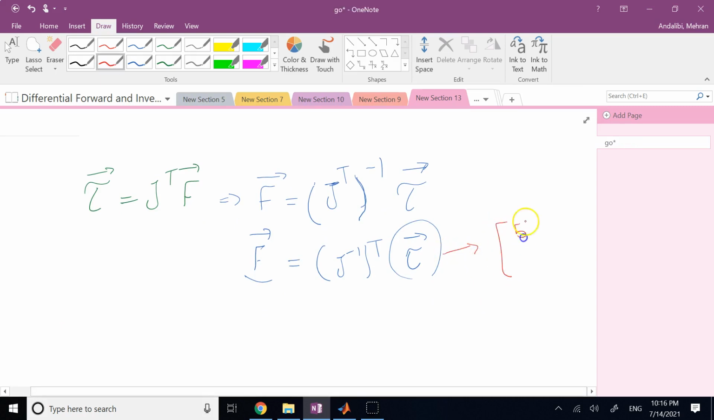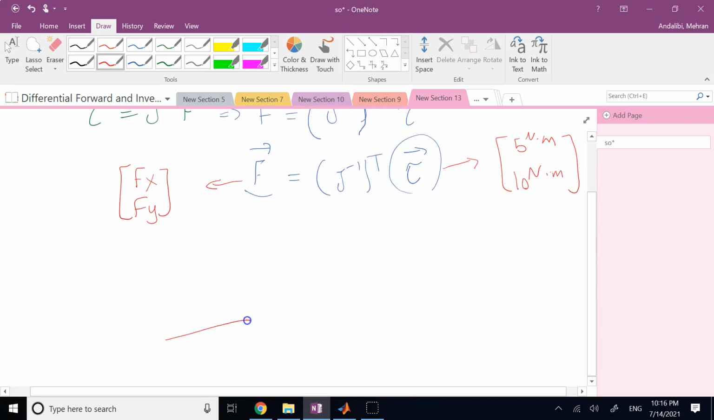So here, I'm going to apply 5 Newton meter to the first joint and 10 Newton meter to the second joint. And the question is, what are the Fx and Fy that the end effector is going to apply? Here, as I said, I need to make sure that my robot is in a singular position with theta 2 of 0. So theta 2 equals 0. I use the same numbers as last time. I'm applying a tau 1 here, a torque here, and a tau 2 to this joint.